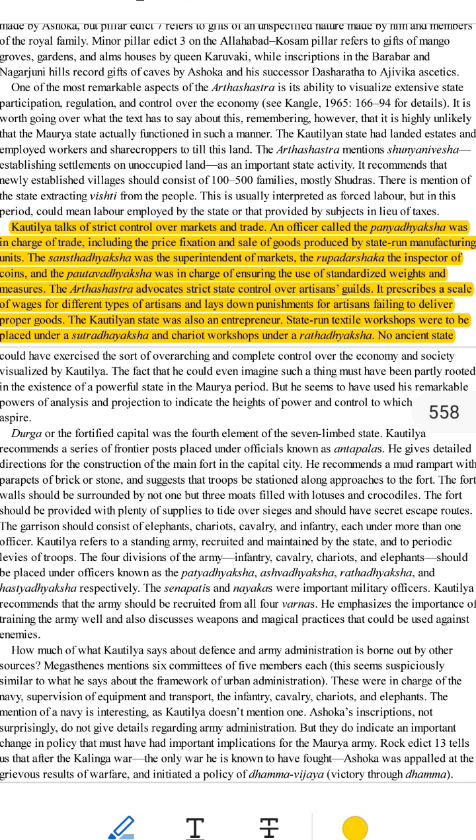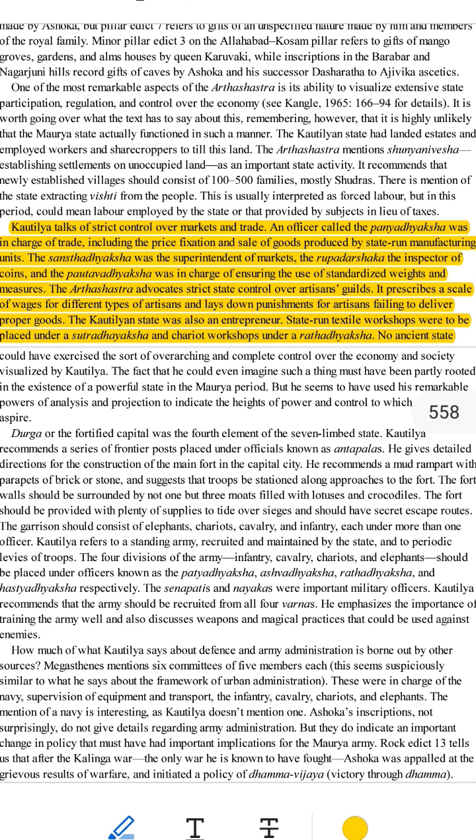Let's break down this information step by step in the simplest way. 1. Kautilya and control over markets. What does Kautilya say about markets and trade? Kautilya believed that the government should have strict control over how goods were made, sold, and priced. He talks about specific officers who were in charge of these things.